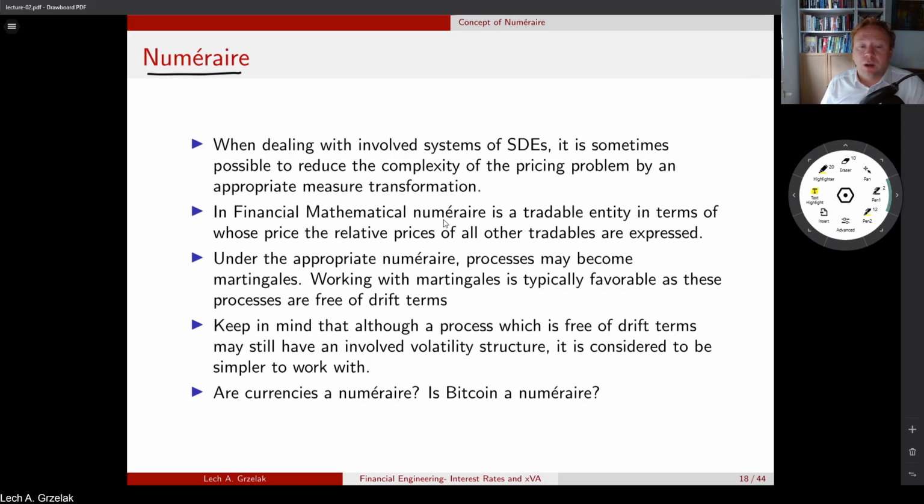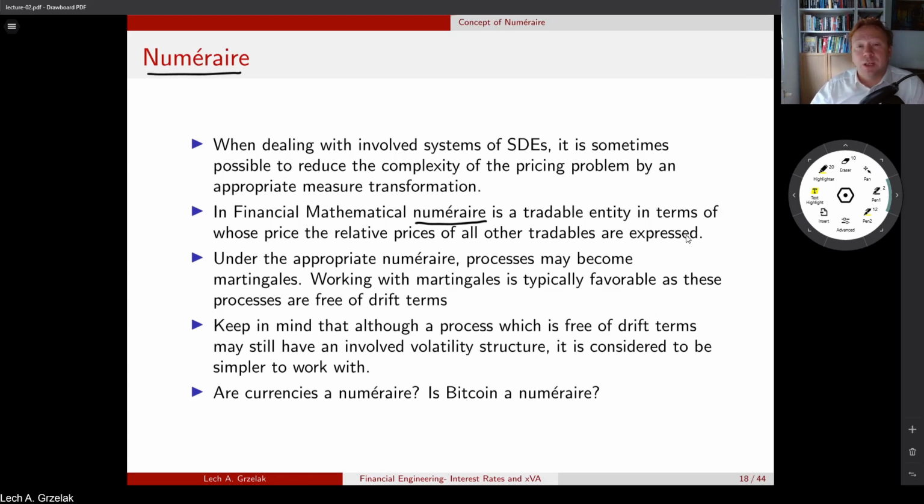In finance in general, mathematical finance, a Numeraire is always considered to be a tradable entity in terms of which the relative prices of all other tradables are expressed. So this means that if you have a basket of assets, say apples, pears, some other things, you express the value of them in terms of one of the assets you have in your basket.